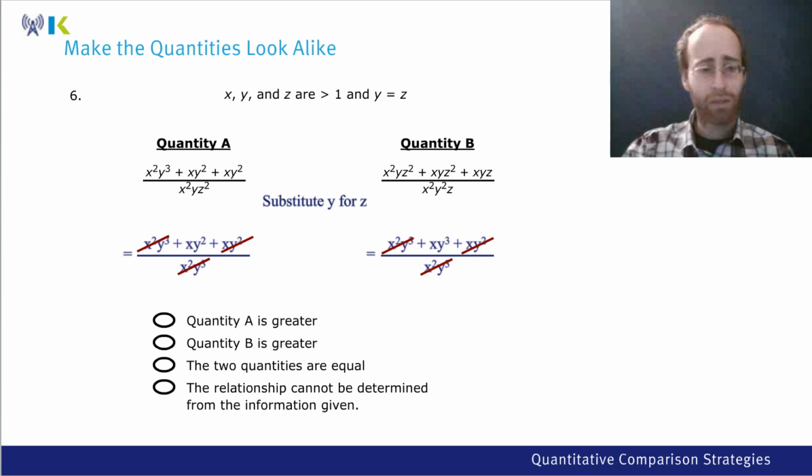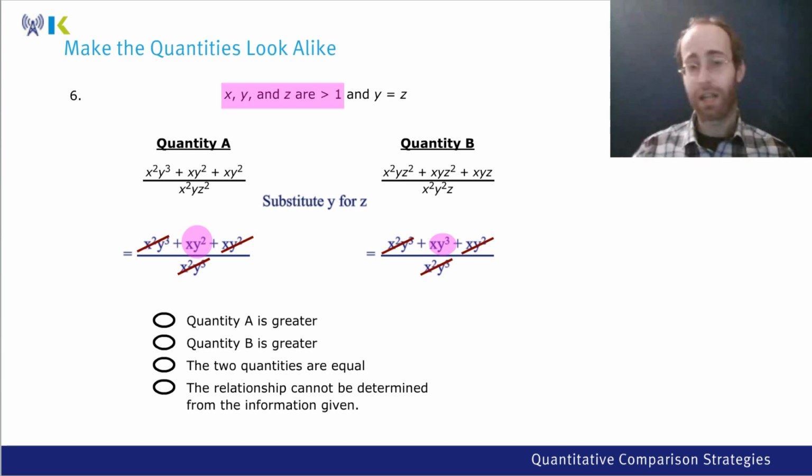We got an xy squared in quantity A and an xy cubed in quantity B. So folks, which of those is bigger? Xy squared or xy cubed? Well, that could be D, and I saw a few folks did vote for choice D on this one, if the test makers had not told us that all of these were greater than 1.